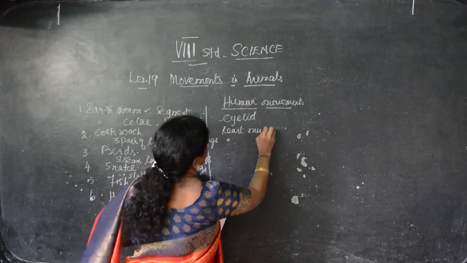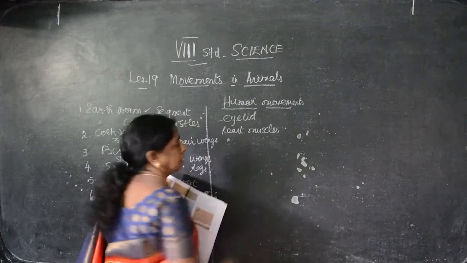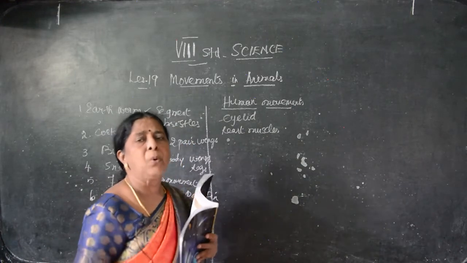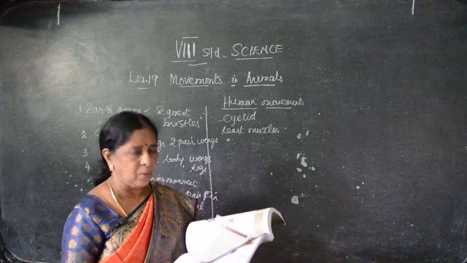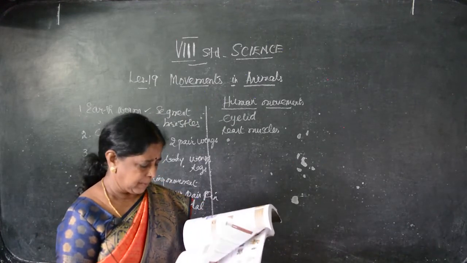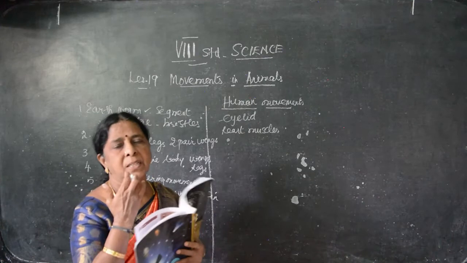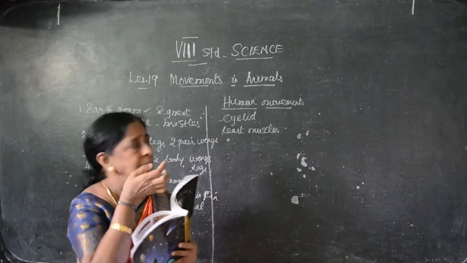Heart muscles, that is, the heart is made up of a special kind of muscle, that is cardiac muscle. Heart muscles move and help us in heart beating, that is the lub-dub sound, no? And movement of teeth and jaw. This is jaw, this is teeth.